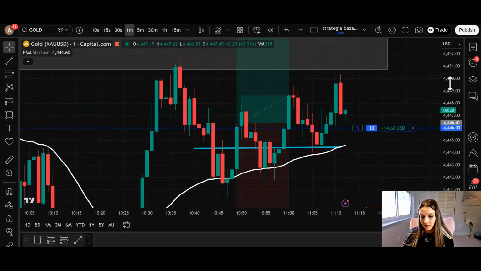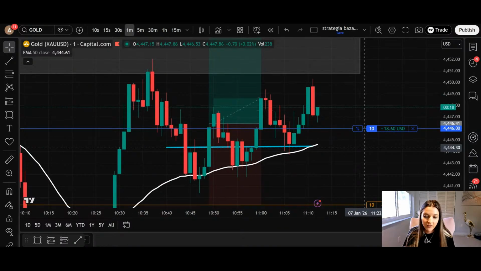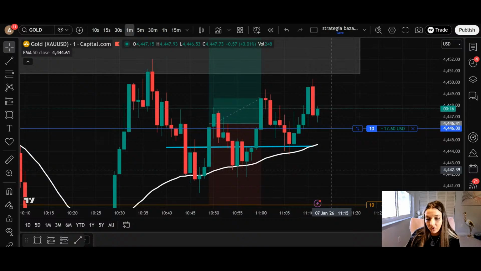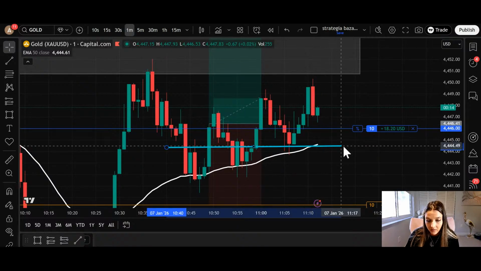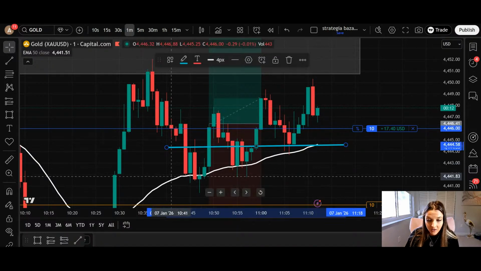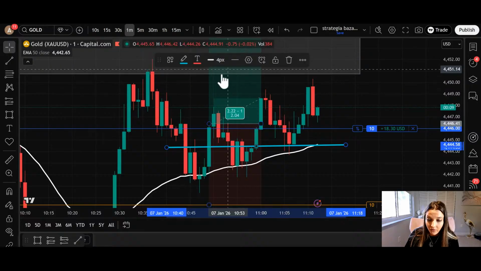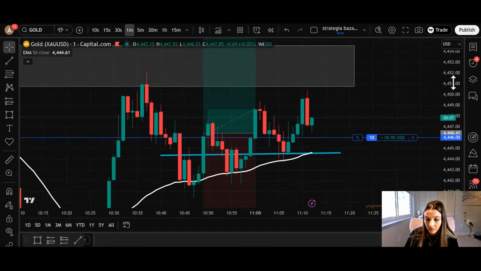But you can see you have 1, 2, 3 touches of an EMA here. So the EMA is strong, but sellers around these areas are also strong.